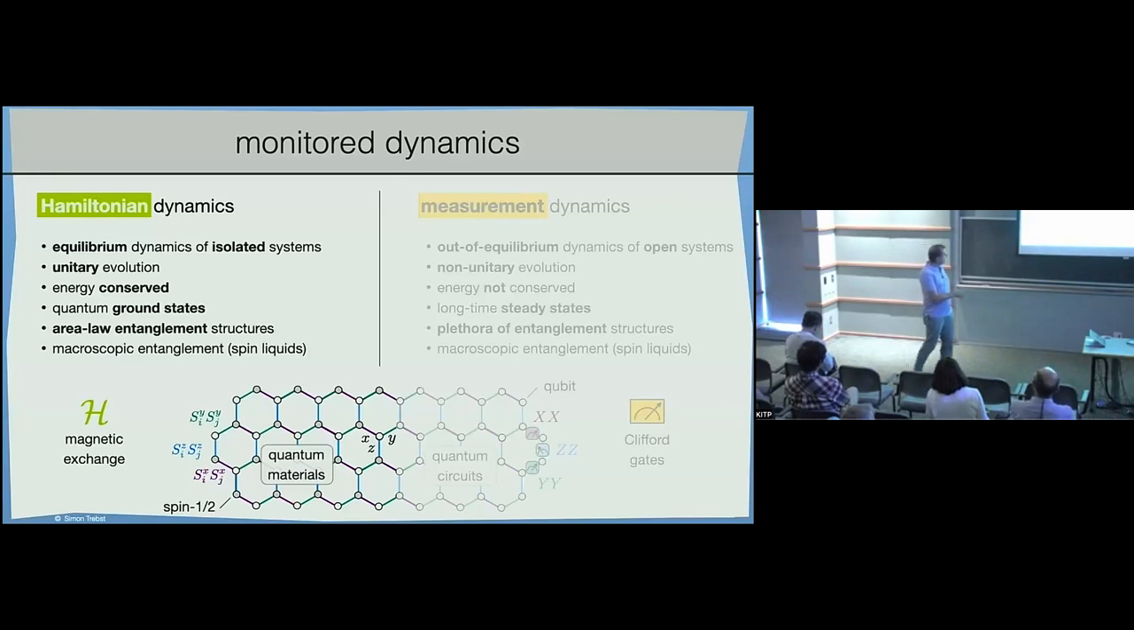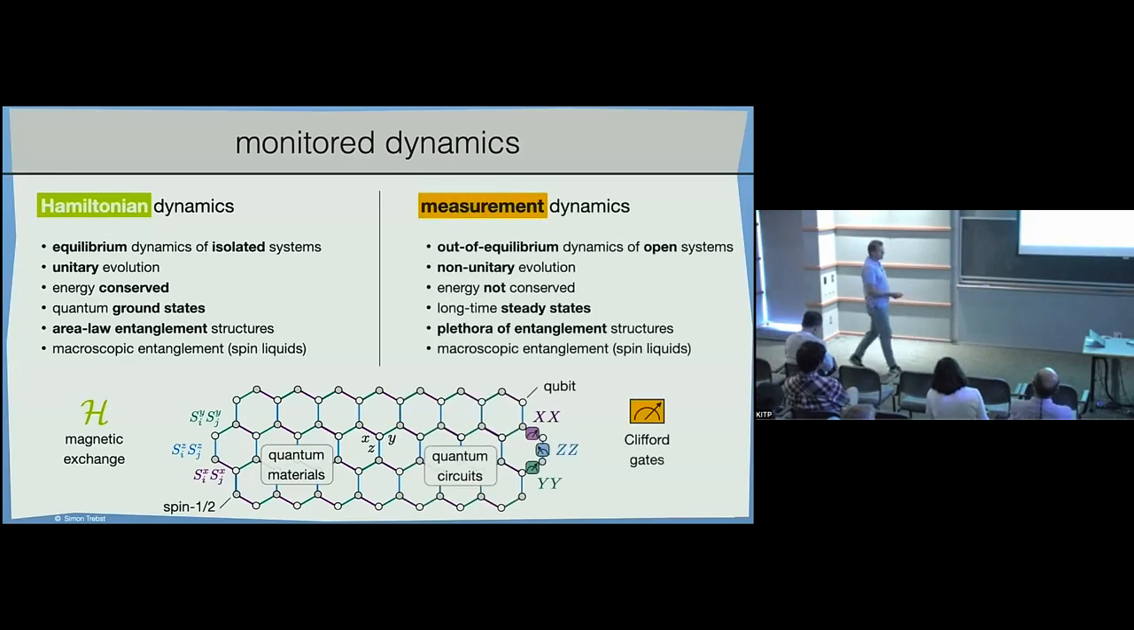So here's our Kitaev Hamiltonian with spin 1/2. That's the left side of the slide. And now let's do something different and introduce a different type of dynamics, measurement dynamics. So we switch over to a situation where we think of our spins as qubits. And what we do is that we take those terms that we have in the Hamiltonian and we think of them as measurement operators. So I could just measure XX, ZZ, and YY in some fashion.